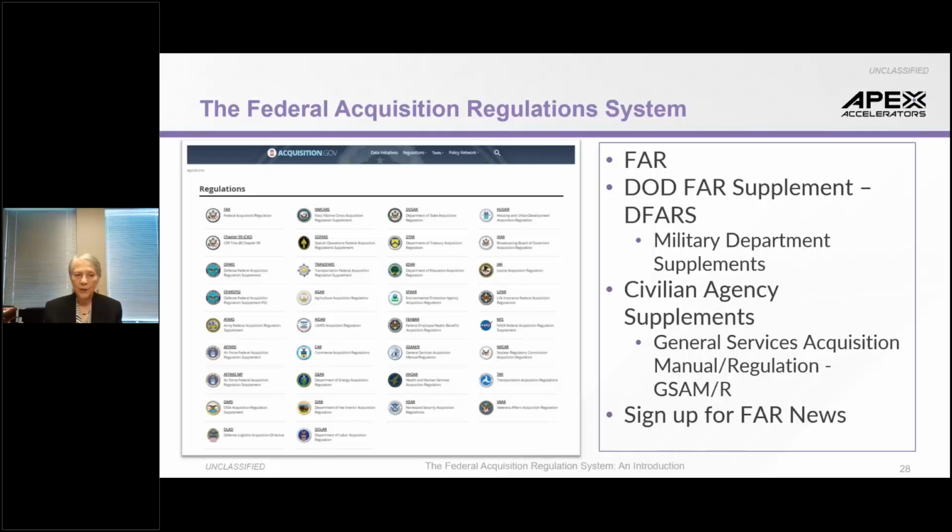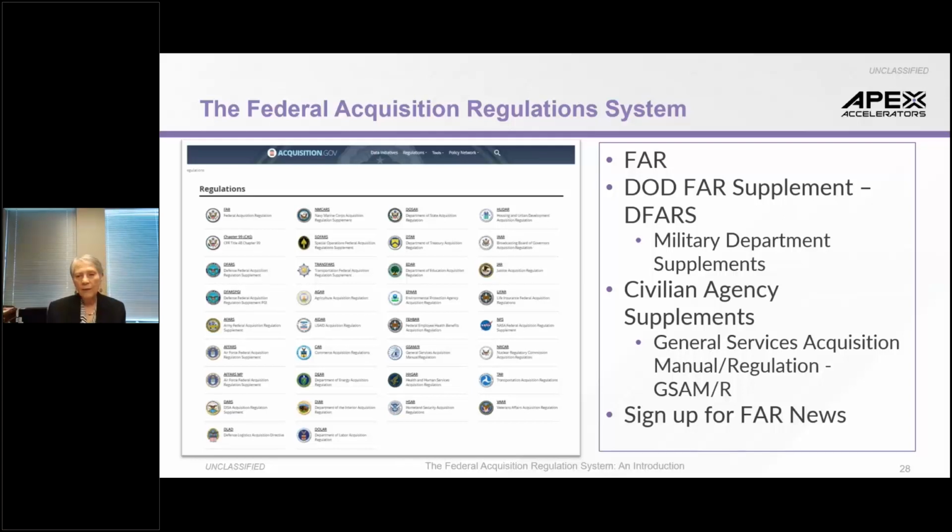But here I clicked on the regulations, and you can see how many there are. Every agency has a supplement. The DoD has the DFARS, their supplement, and then each military department has its own supplement. Civilian agencies also have their supplements. The one that we see people ask about the most usually is the General Services Administration, and theirs is the GSAM/R. But those rules are there. You also will see Health and Human Services, which includes the Indian Health Services, and you'll see the Bureau of Indian Affairs under the Department of Interior.